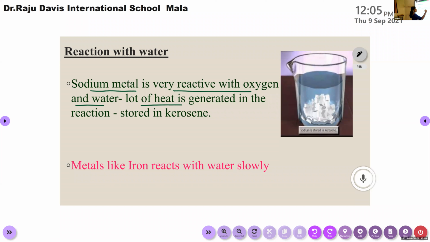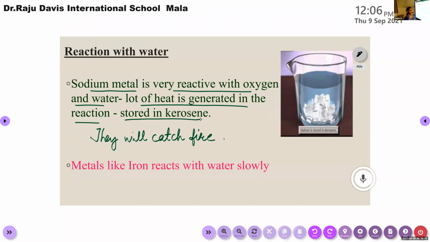A lot of heat is generated in the reaction. Sometimes they will catch fire if they are reacting with water. So this sodium metal is always stored in kerosene to avoid contact with air and water. Clear, children? Sodium metal is very reactive with oxygen and water. A lot of heat is generated in this reaction. It is stored in kerosene.